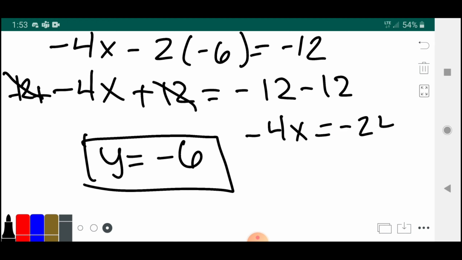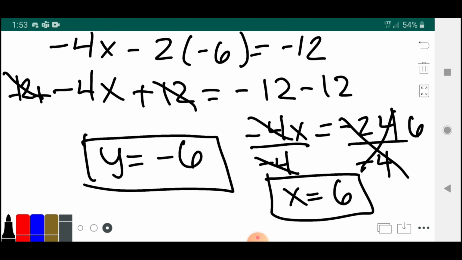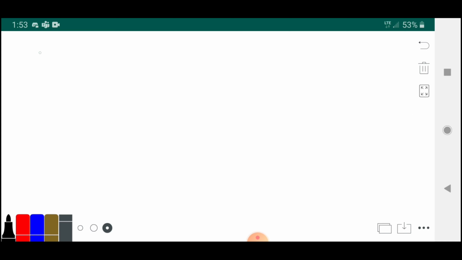We can now divide both sides by negative 4. On the left-hand side, this leaves us with x, and on the right-hand side, negative 24 divided by negative 4 is 6. We now have x equals 6, and our final ordered pair is 6 comma negative 6. We can take this and substitute it back into our other equation to check our answers.